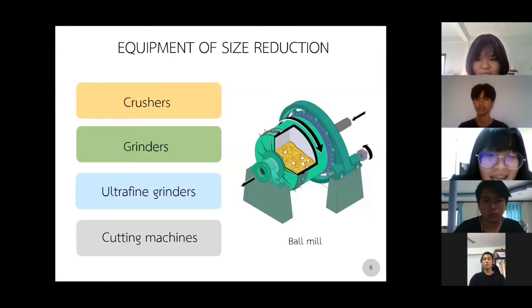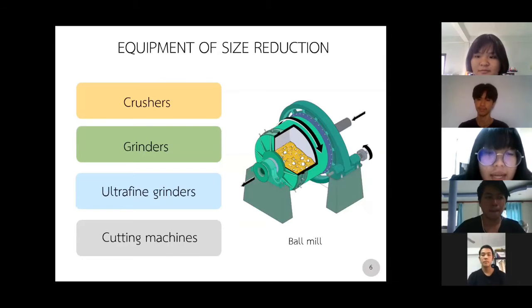The next slide is equipment of size reduction. It is divided into four types. One is crusher, two is grinders, three is ultrafine grinder, and four is cutting machines. In this experiment, we use a ball mill, which is one piece of equipment in the grinder type. A ball mill has two mechanisms, that is impact and attrition.